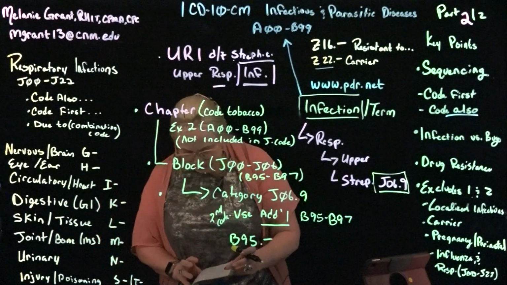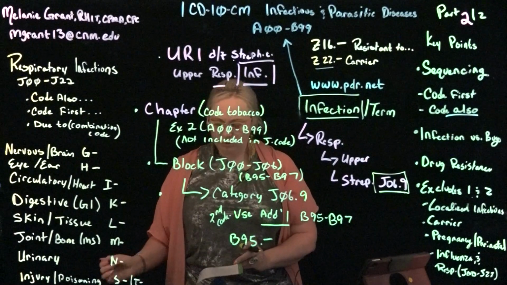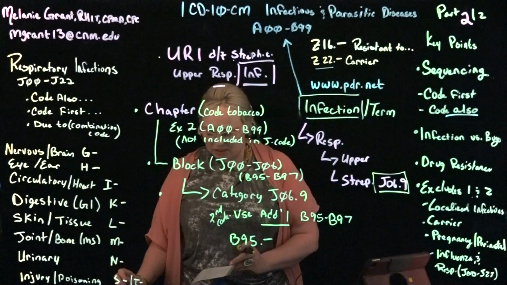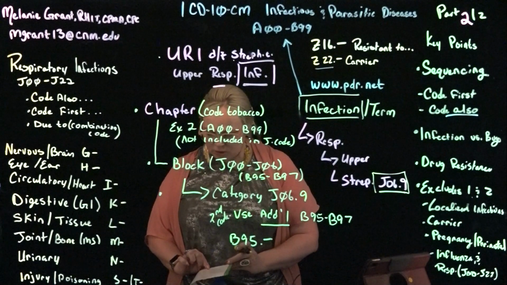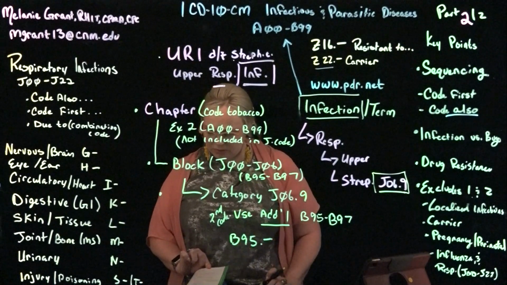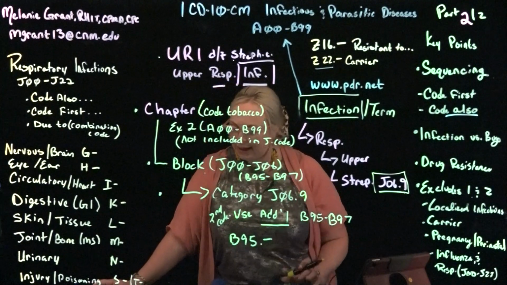Hang on. B95.0 is Streptococcus group A. So I'm going to say, do I have group A? No, I do not. I don't specify a group, so I would not have group A or group B. Streptococcus pneumoniae was B95.3, and this is not specified as Streptococcus pneumoniae.